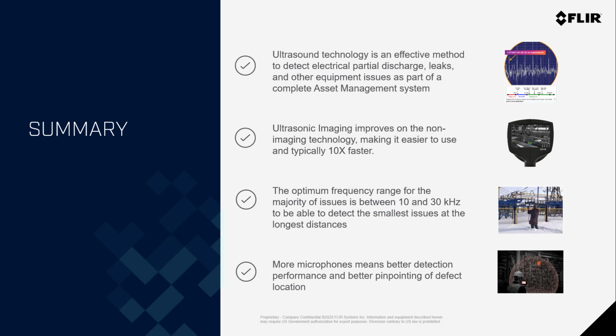So to conclude, ultrasound technology is an effective method to detect electrical partial discharge, leaks, and other equipment issues as part of a complete asset management system. Ultrasonic imaging improves on the non-imaging technology and makes it easier and typically around 10 times faster. The optimum frequency range for the majority of issues is between 10 and 30 kilohertz to be able to detect the smallest issues at the longest distance. And finally, more microphones mean better detection performance and better pinpointing of defect location.